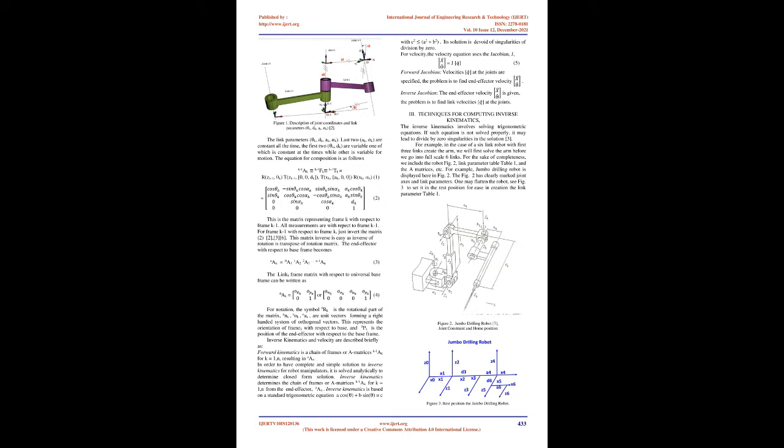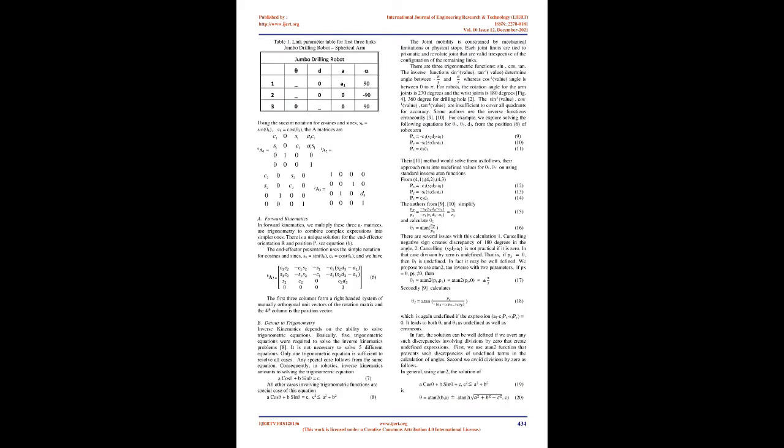Inverse kinematics and velocity are described briefly as follows. Forward kinematics is a chain of frames or A matrices, K-1 A K for K equals 1 to n, resulting in 0Tn. In order to have a complete and simple solution to inverse kinematics for robot manipulators, it is solved analytically to determine a closed form solution. Inverse kinematics determines the chain of frames or A matrices K-1 A K for K equals 1 to n from the end effector, 0Tn. Inverse kinematics is based on a standard trigonometric equation, a cos θ plus b sin θ equals c, with c² equals a² plus b². Its solution is devoid of singularities of division by 0.